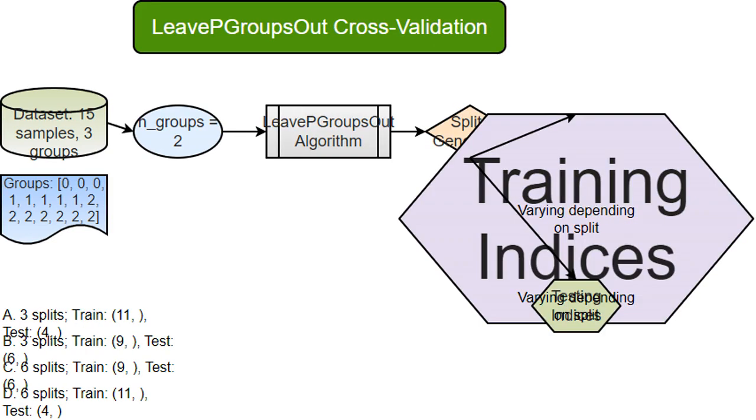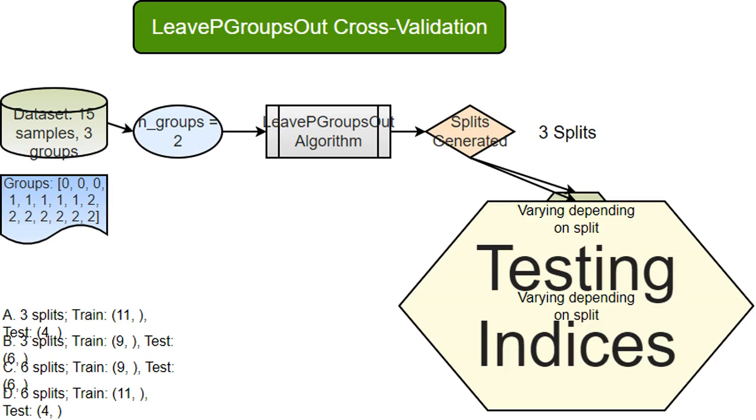These indices tell me which samples will be used to train my model in each split. It varies across each split. These indices pinpoint the samples reserved for testing the model's performance in each split. It's different for each split.